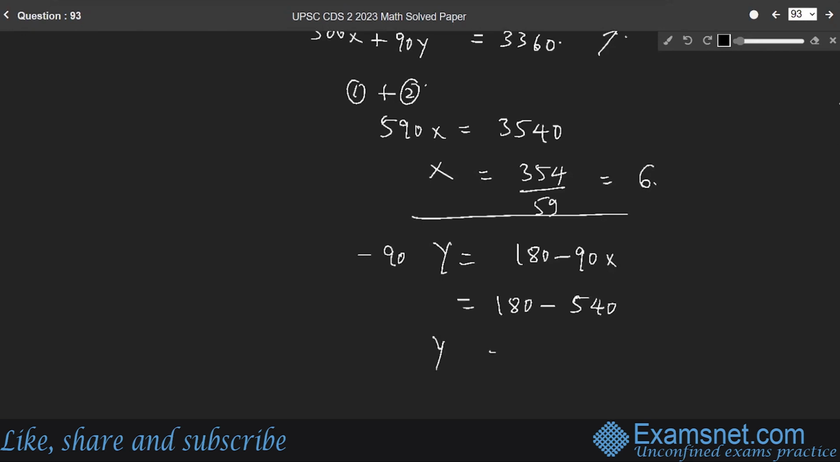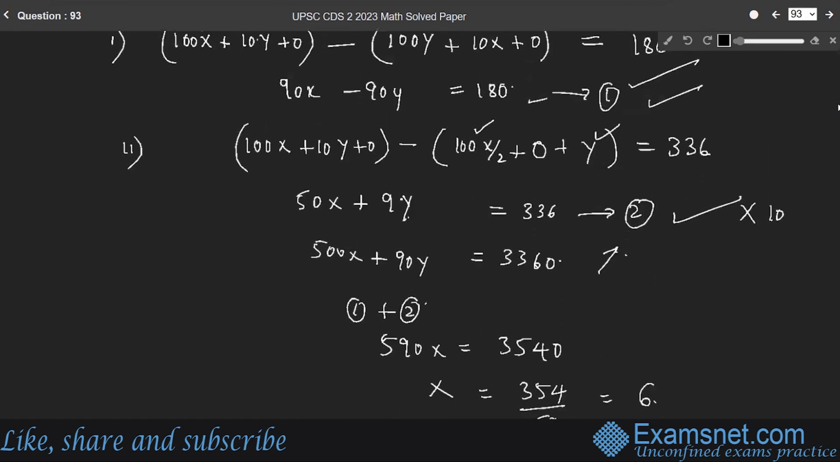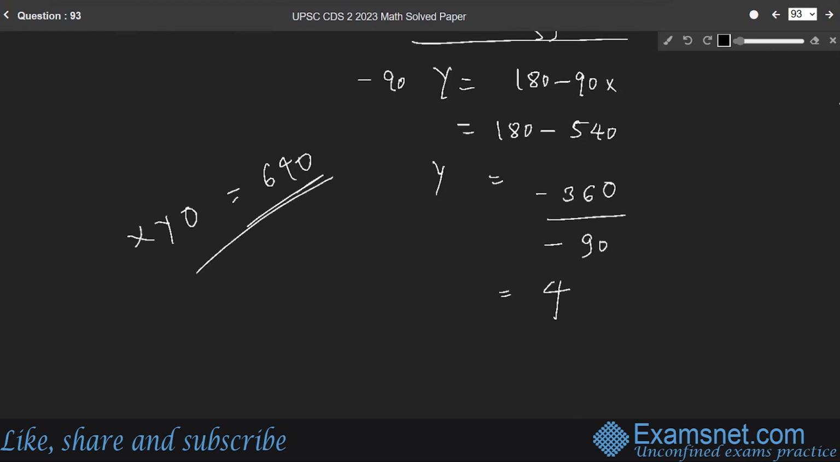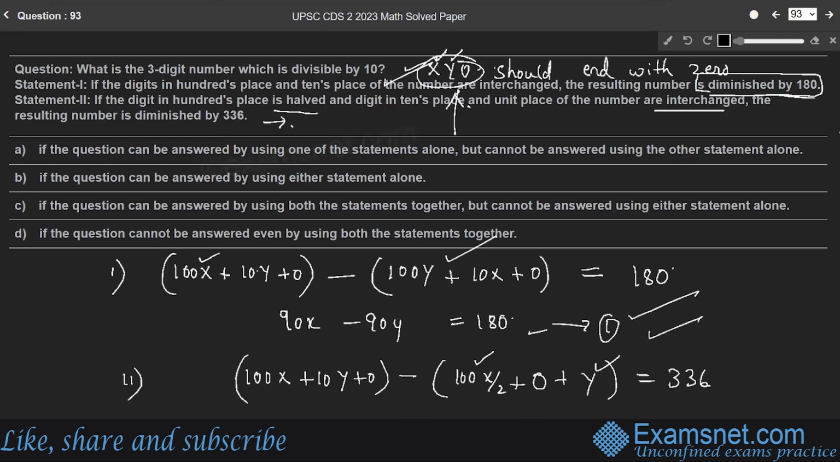Therefore, the value of Y becomes, so here the difference between 540 and 180, minus 360 by minus 90. So we have Y as 4, X as 6. Therefore, the number which is divisible by 10 is 640, right? 640 is divisible by 10. So both the statements are needed to answer the question.